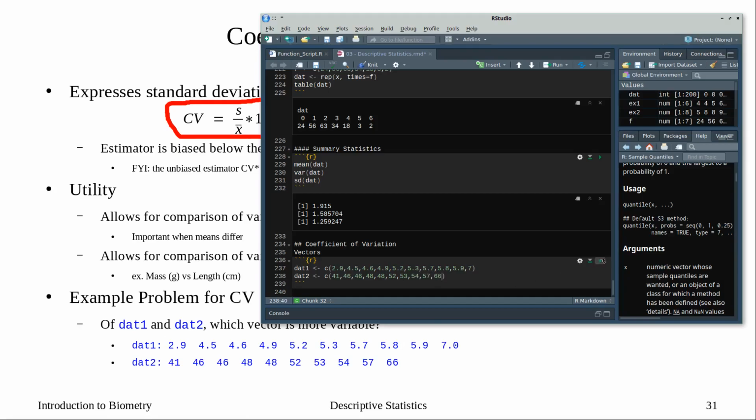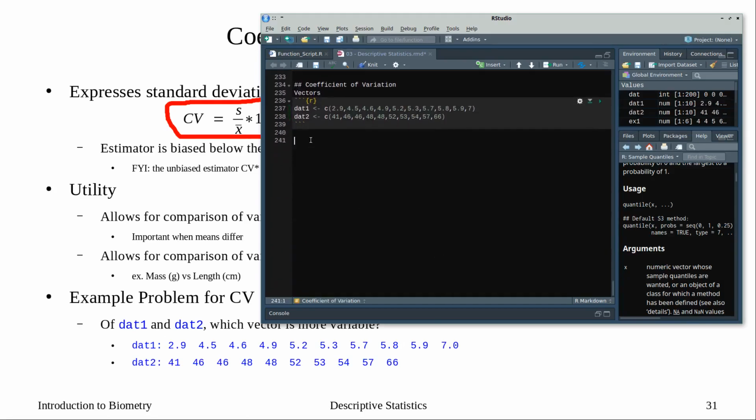Alright, so here are our data sets. Those are our vectors. So let's calculate some summary statistics.